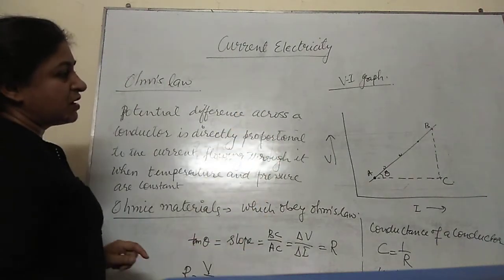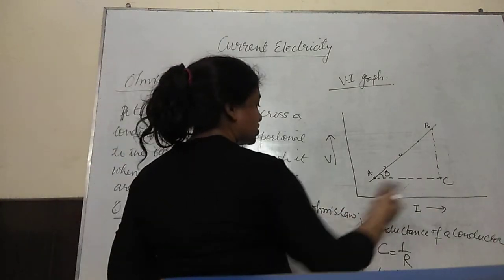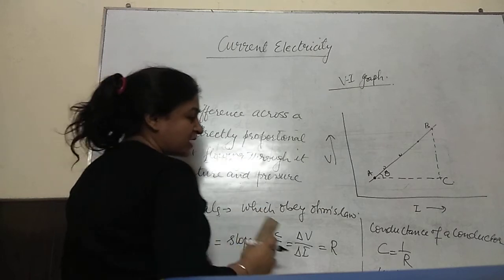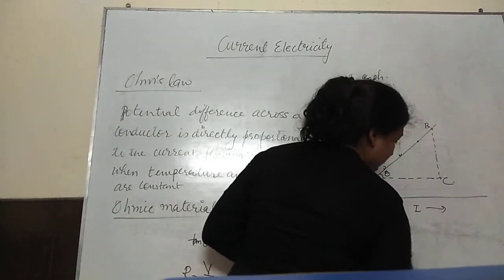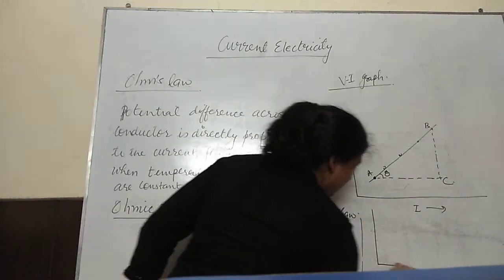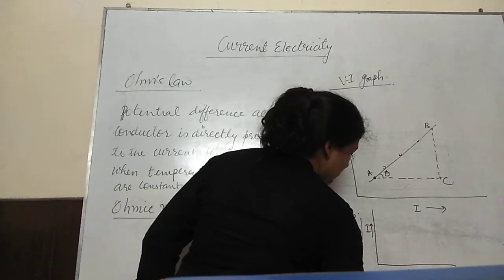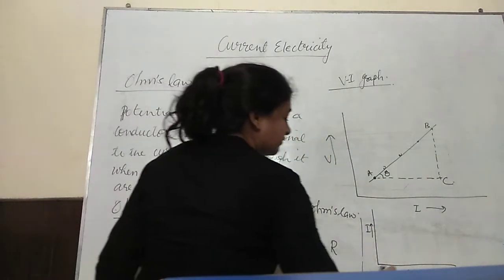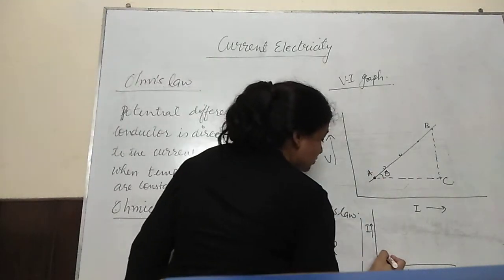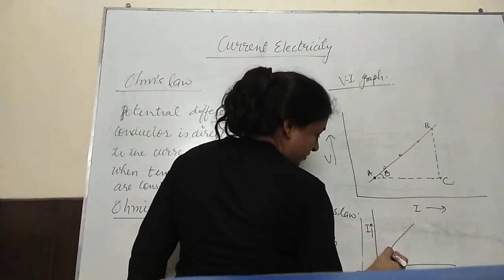As this is a VI graph, we can have the IV graph also, meaning V may be along the X direction and I may be along the Y direction. So that is the IV graph, which can also be considered. You may be given any of the graphs. You may be given an IV graph. So I may be along this direction, V along this direction. If you are changing the potential from the battery, the current changes accordingly. So then also you are going to get a straight line.